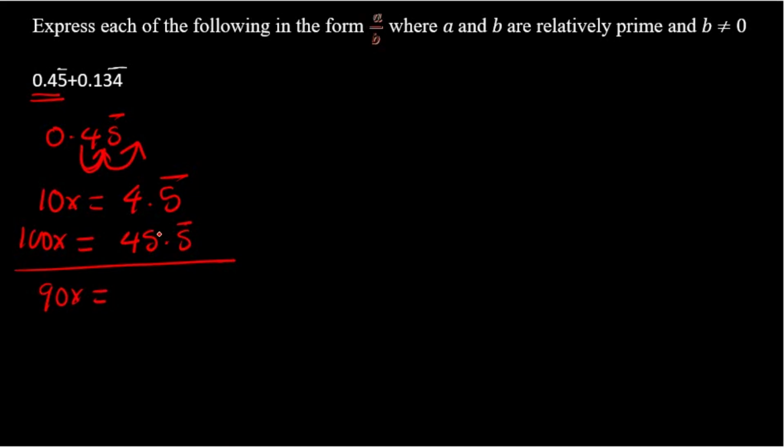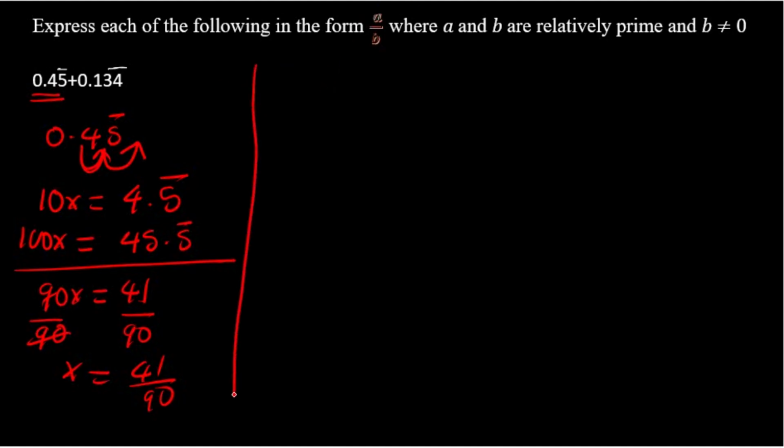Then 45 minus 4, it will be 41. So you divide there, so your x is 41 over 90, right? That is your x. Okay, so we are in the correct direction. Now let's move on to this one.